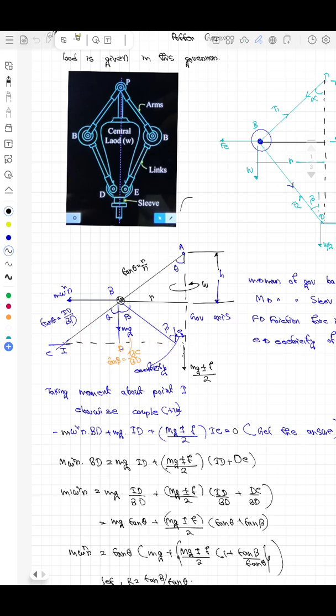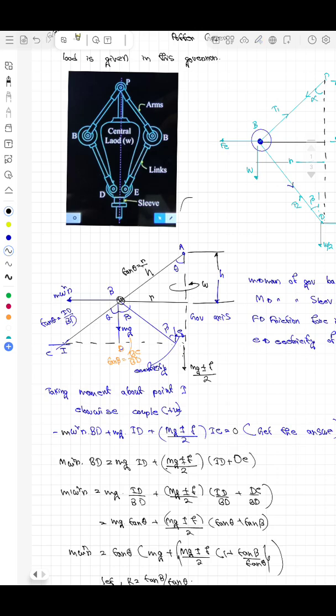It will be moving, and then tan theta is ID by BD. So why ID by BD? This is the instantaneous center I, and ID is by BD. You can see then tan theta is r by h. This is the h, so r by h.